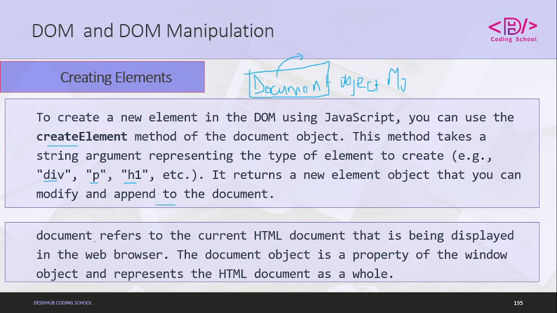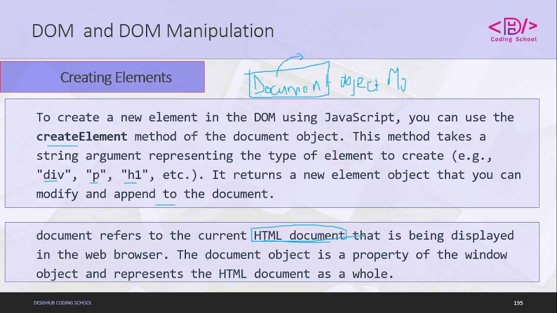Okay, so in this case, they say document refers to the current HTML document. So look at this. The document we are referring to here is actually the HTML document. As I've been mentioning, it is the HTML document that you are currently in, or currently working on, that is being displayed in the browser.